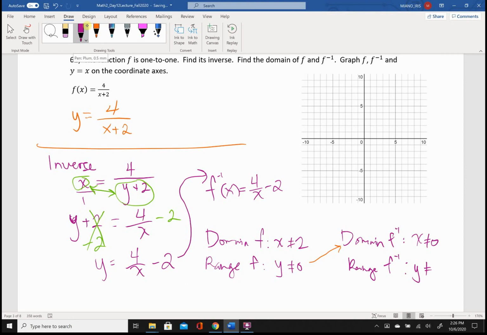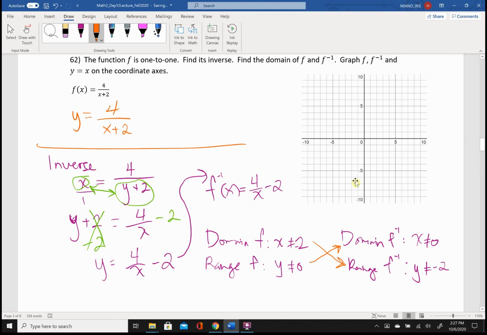And the range of f inverse is going to be that y cannot equal, sorry, -2. -2 is what I meant to put here. -2 and -2. There's a connection here because when you're talking about a function and its inverse, the domain and the range switch. Okay, great. So that's all of that stuff.